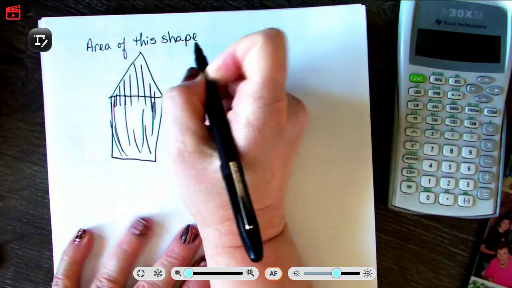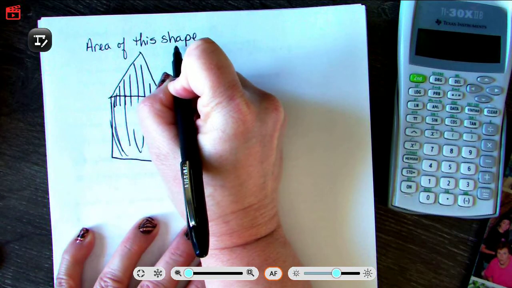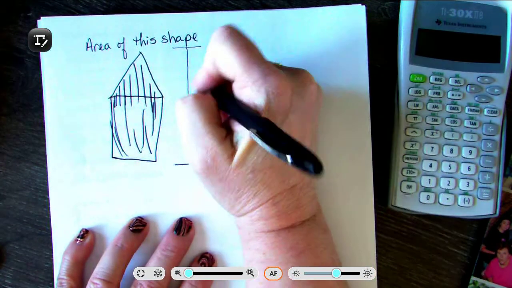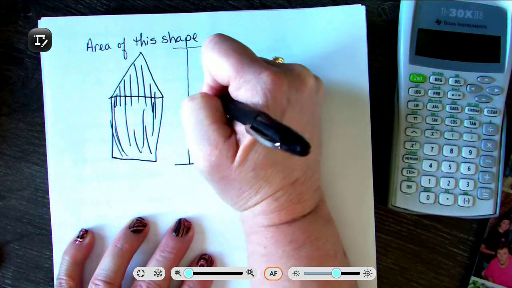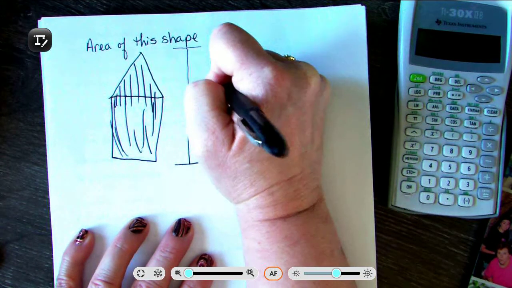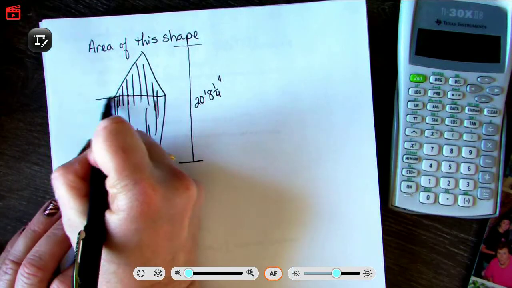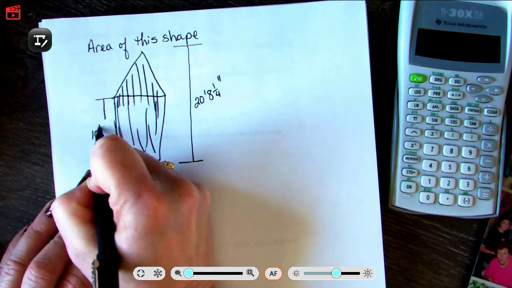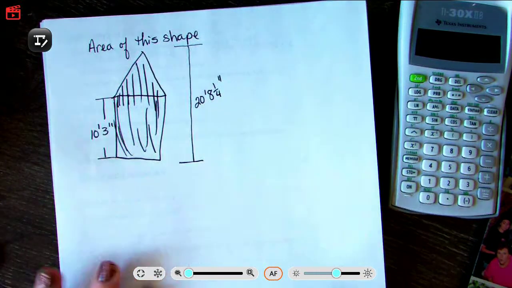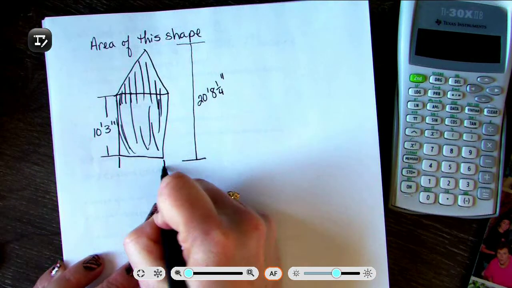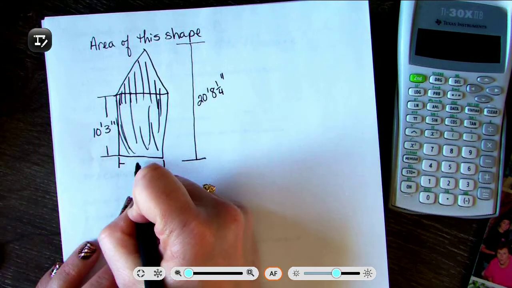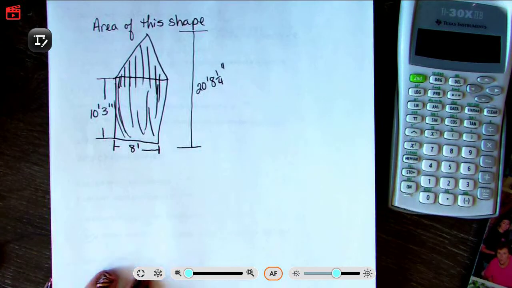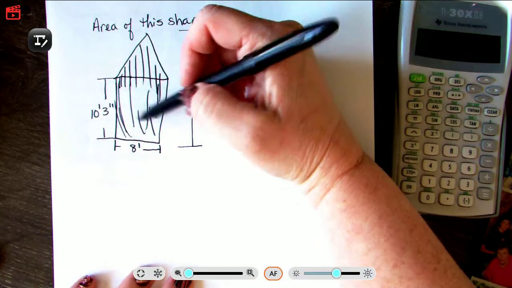And let's say that I know that the total height of this is 20 feet 8¼ inches. I know that this here is 10 feet 3 inches. And let's say I know that this from here to here is, and it's probably not drawn to scale, but we'll make it 8 feet even. Okay, and we're going to find the area of the entire shape.